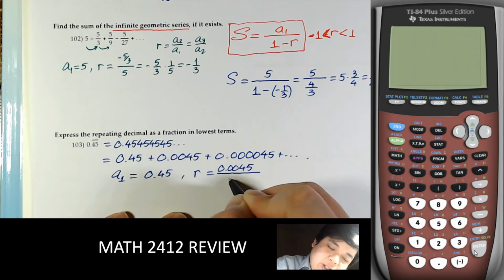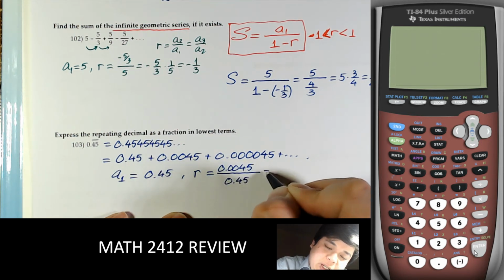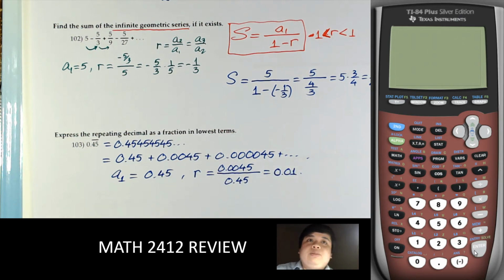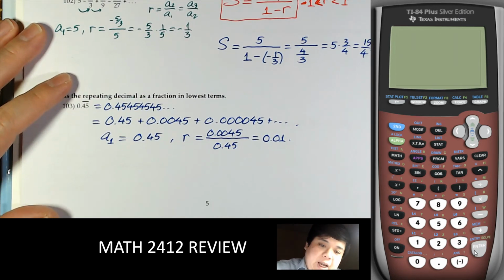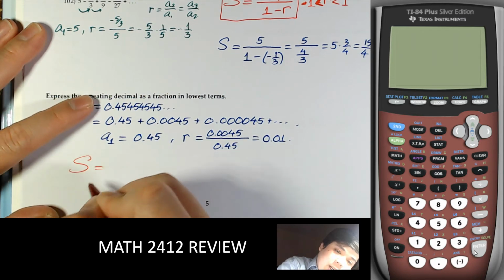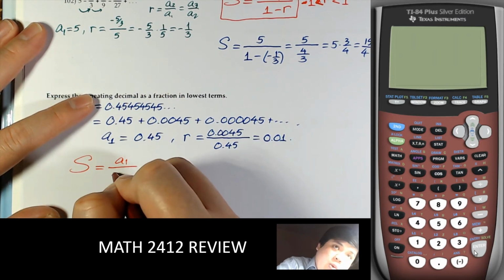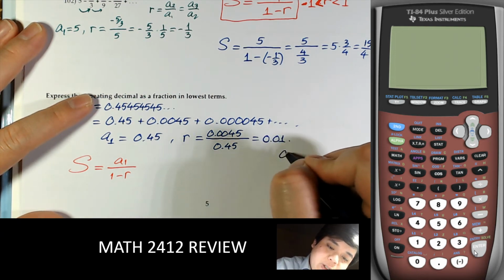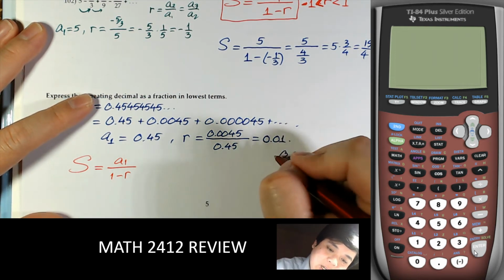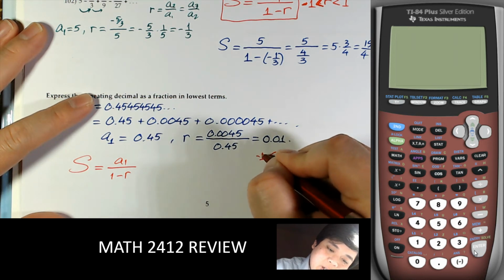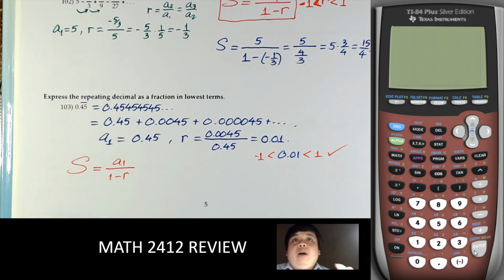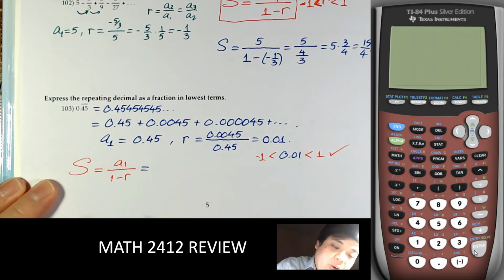0.0045 divided by 0.45 equals 0.01, and then the sum is A1 over 1 minus R. Before we do that, this ratio is bigger than -1 but less than 1, which is good. We have to check that first. Make sure the ratio is between -1 and 1, and then we just put in the formula.